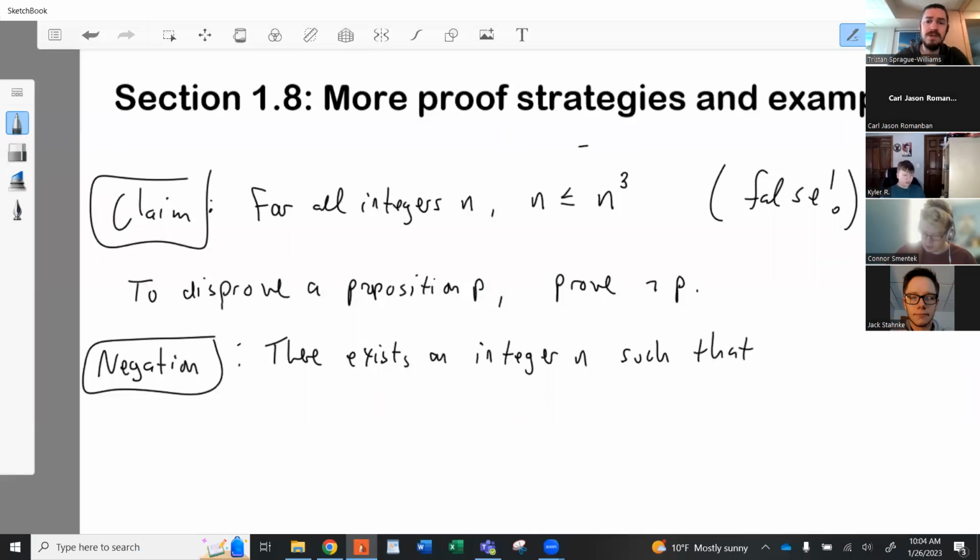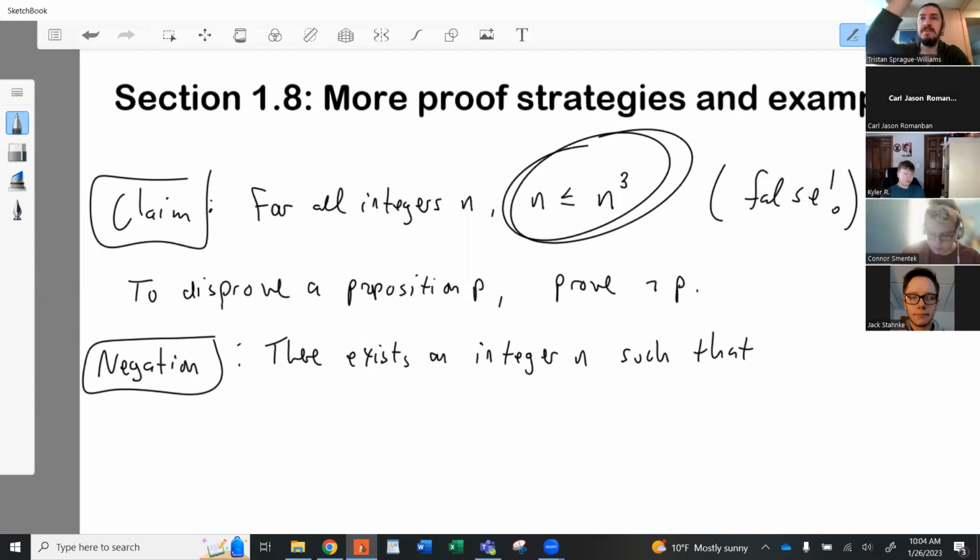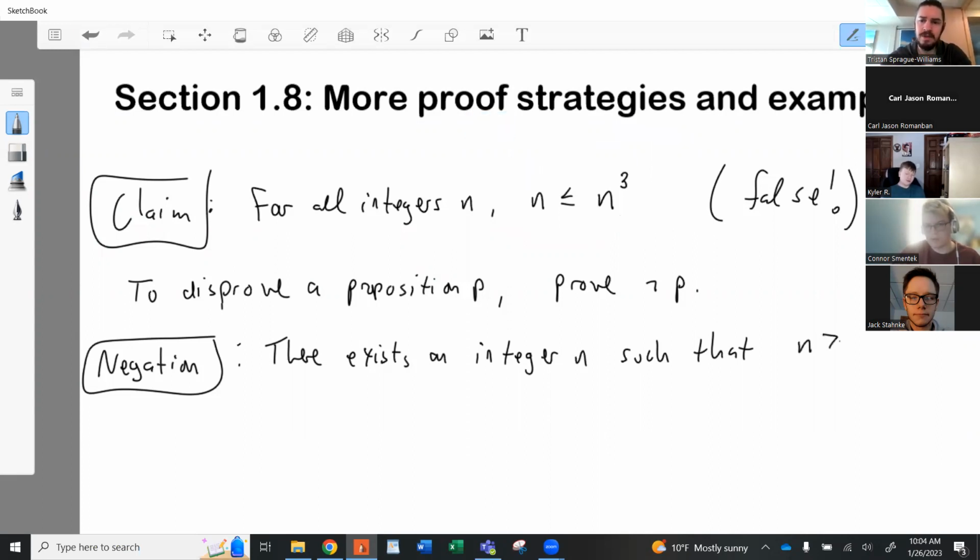So instead of for all integers n, it's now going to be there exists an integer n such that, and then all I need to do is negate this, right? The negation of n is less than or equal to n cubed. What happens when you negate less than or equal to? You get greater than. So I'll write n is greater than n cubed. Okay, so that's our negation. So now I want to prove this negation. And this negation is simply an existence claim.